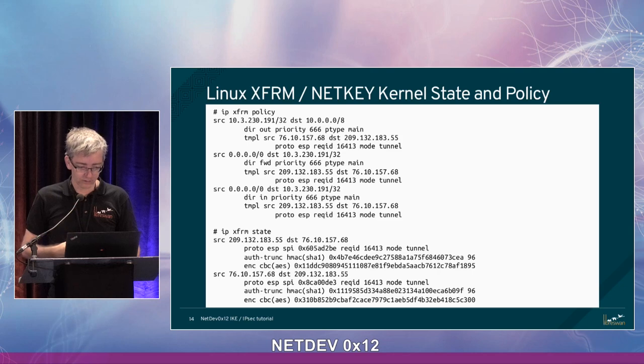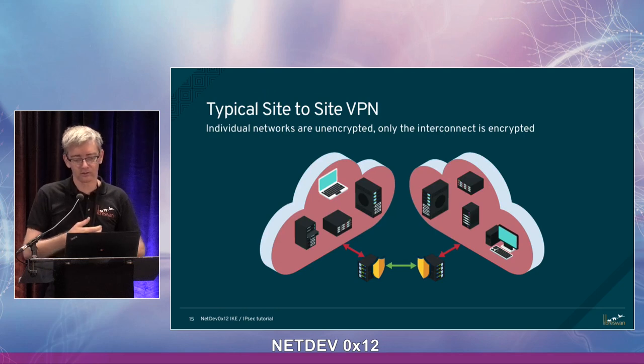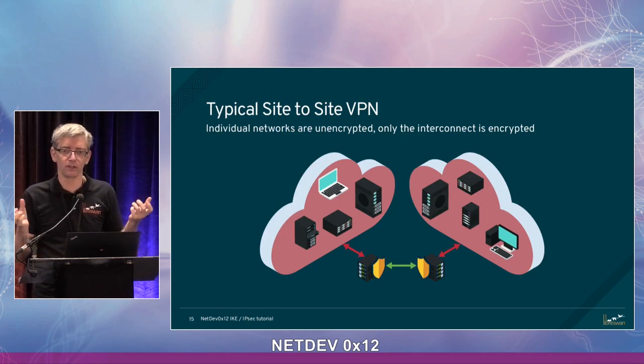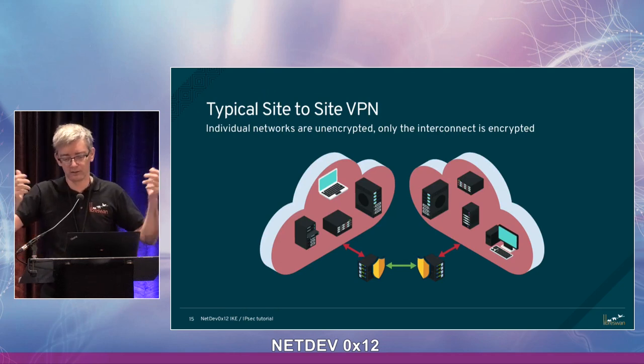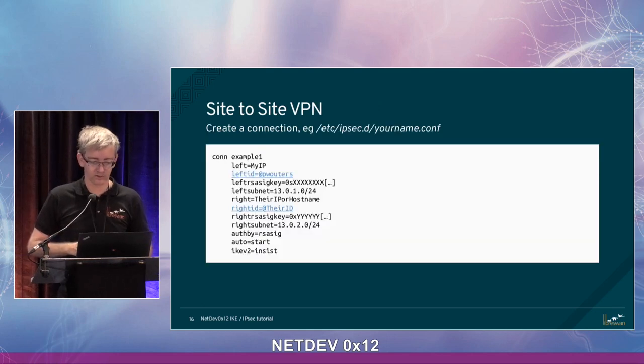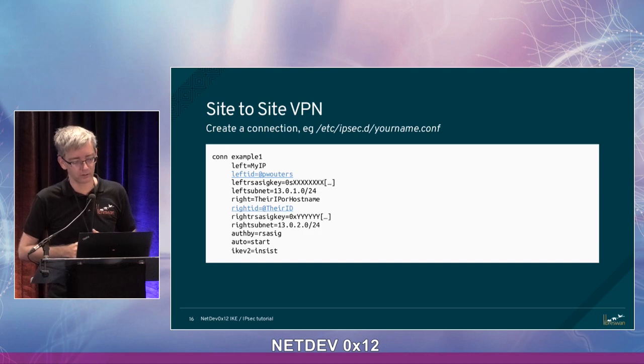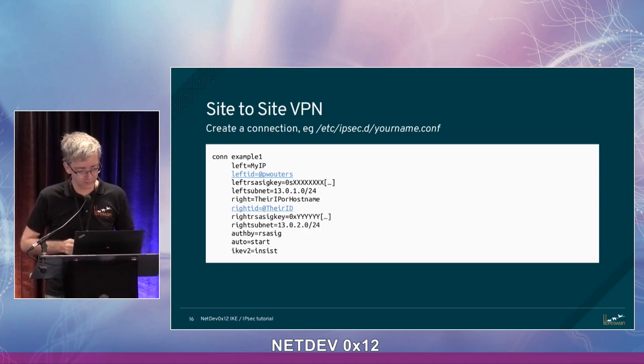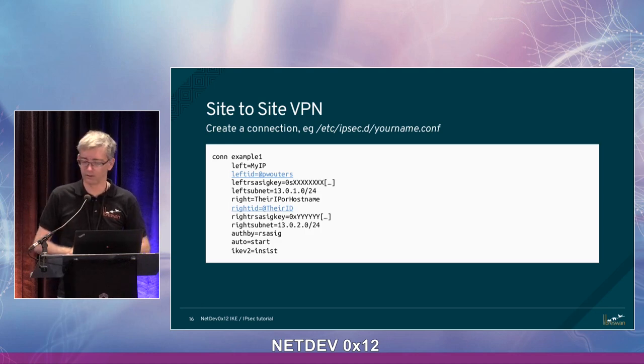So this is how it looks. It was already shown before, so I'll just go over this. What is a site-to-site VPN? It's basically two gateways, and they both have a subnet behind them, and you want to connect them. Is that now so much harder? No, it's the exact same thing as a host-to-host connection, except there are two new lines here: left subnet equals whatever, and right subnet equals whatever. And that's it. So host-to-host and site-to-site are the exact same simple configuration.